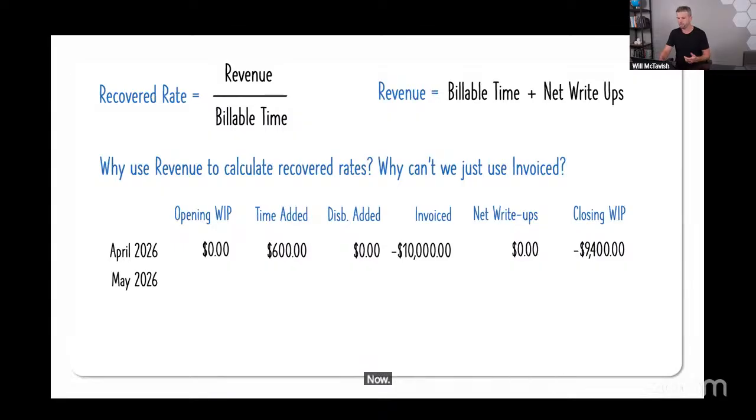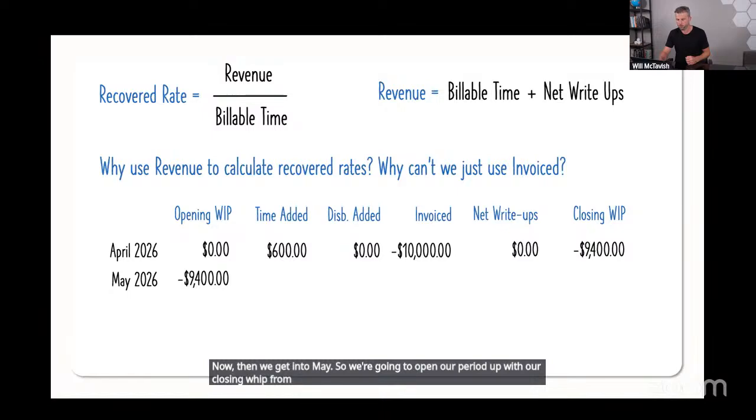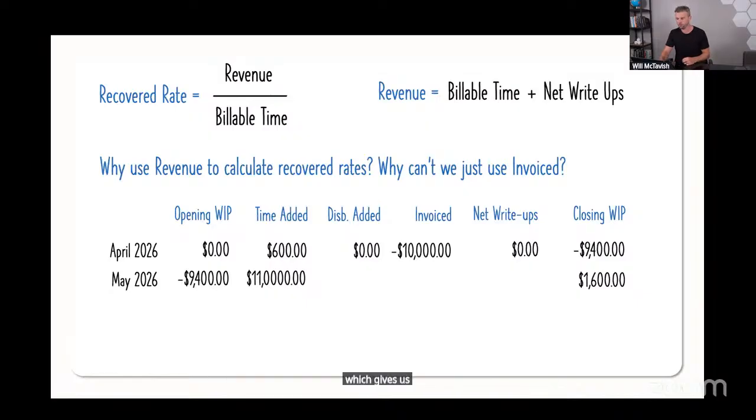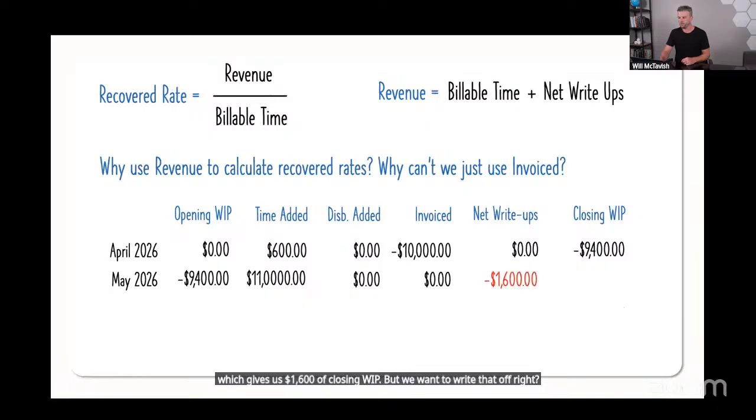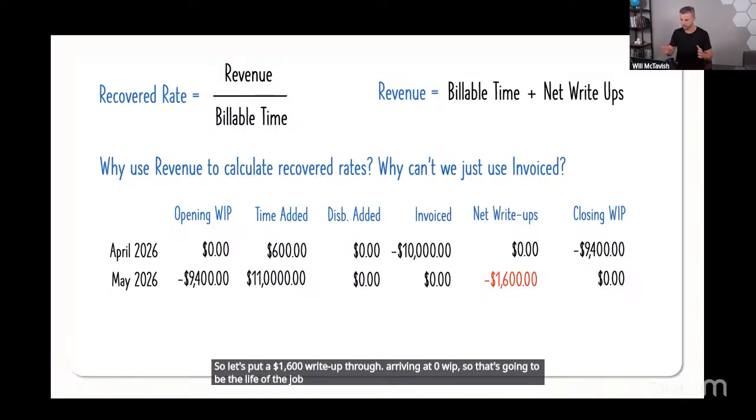Now, then we get into May. So we're going to open our period with our closing WIP from April, negative $9,400. We had $11,000 of time, which gives us $1,600 of closing WIP. But we want to write that off, right? So let's put a $1,600 write-off through, arriving at 0 WIP. So that's going to be the life of the job. It ran for 2 months. Now, in terms of our revenue we could recognize, we could look at this first month and go, right, well, we did $600 of time, and it took us 3 hours. Our recovered rate was $200.